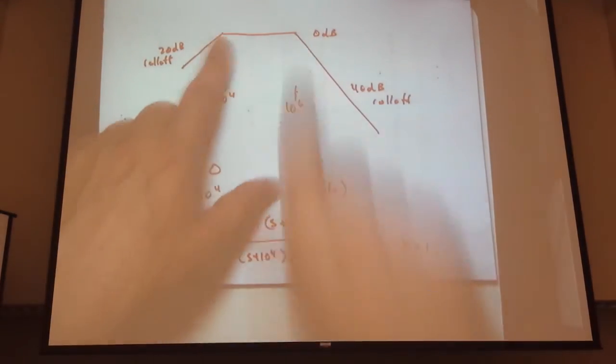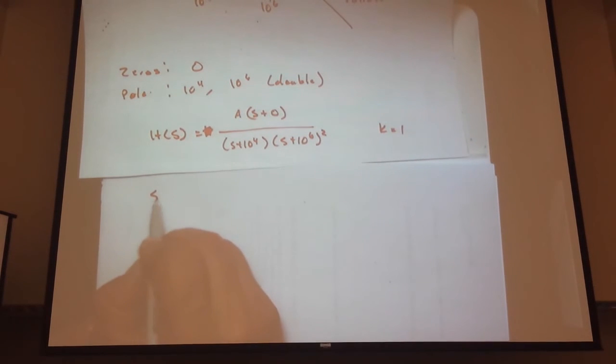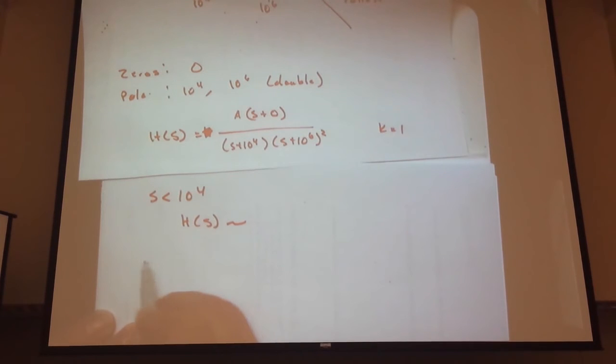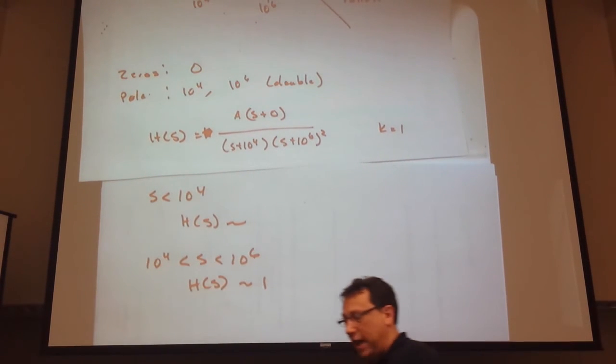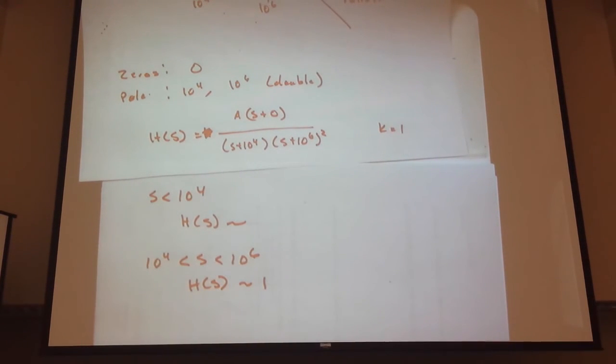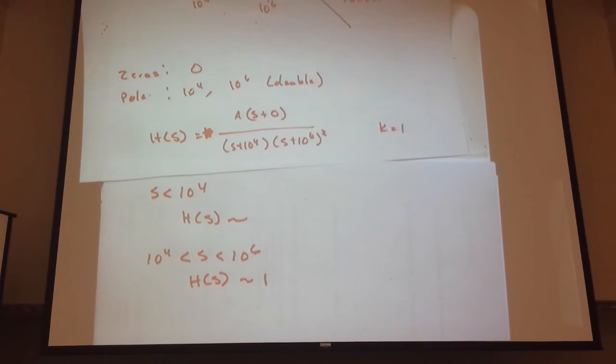If this is a 0 dB pass band, we can define our regions. We can go back to the same thing we've done before. s less than 10 to the 4, H of s equals something. We don't care what that is necessarily. Between 10 to the 4 and 10 to the 6, H of s in this case is what? Well, that has to be 1. That's a flat or horizontal line at 0 dB, which means H of s is 1. 20 log of 1 is 0 dB.